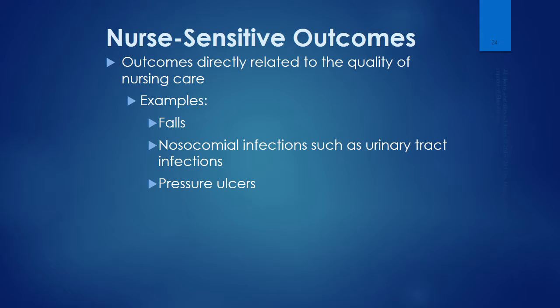Nurse-sensitive outcomes are outcomes directly related to the quality of nursing care. Examples would be falls, nosocomial infections such as urinary tract infections, and pressure ulcers.